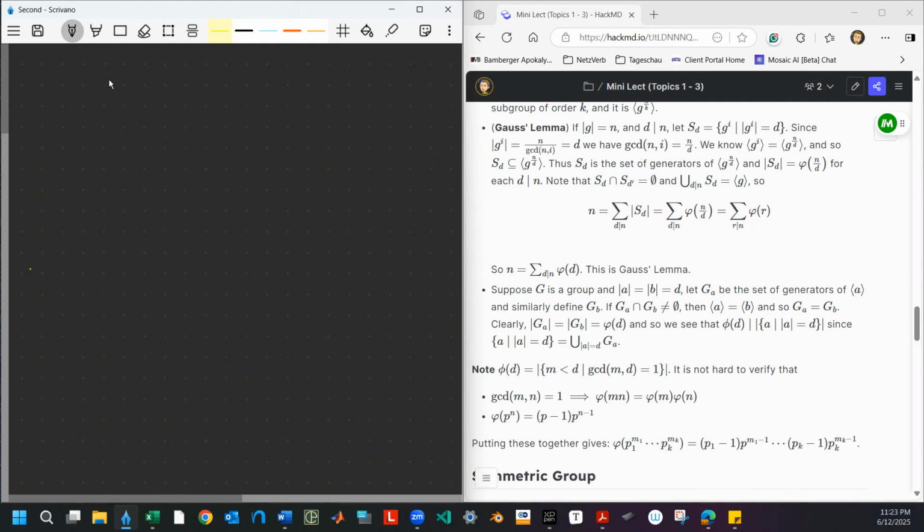We're going to prove that for any n, n is equal to the summation over the d that divide n of phi of d. And let me just point out now that if we're looking at d's that divide n, that means n over d is also something that divides n. So if I take n and divide by d, that gives me something that divides n. So this is actually the same as the summation over d that divides n of phi of n over d.